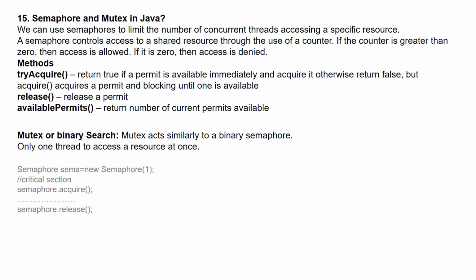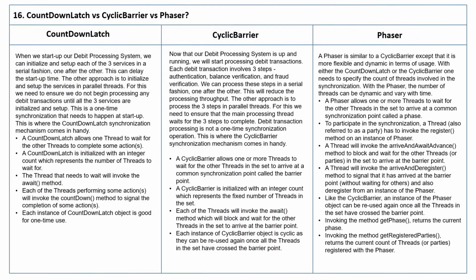Mutex or binary semaphore. Mutex acts similarly to a binary semaphore. Only one thread can access a resource at once. See an example. 16. Countdown latch versus cyclic barrier versus phaser. Countdown latch. Cyclic barrier. Phaser.